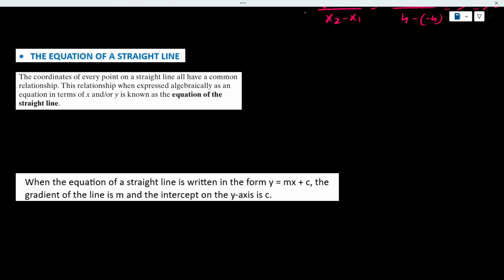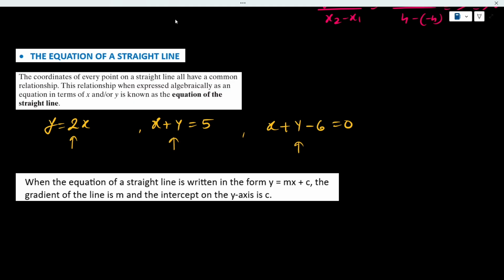Now what is there here? Equation of a straight line. The coordinates of every point on a straight line all have a common relationship. This relationship, when expressed algebraically as an equation in the form of x and y, is known as equation of the line. So if I'm writing here y is equals to 2x, or if I am writing x plus y is equals to 5, or x plus y minus 6 is equals to 0, everywhere you can see that you are relating x and y. So every equation is representing the equation of a straight line.